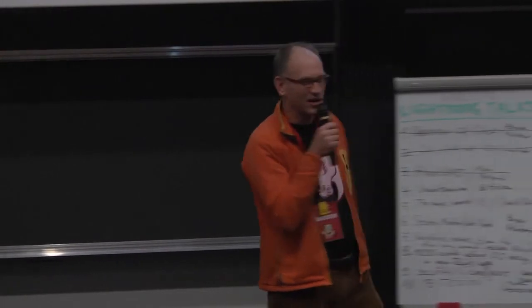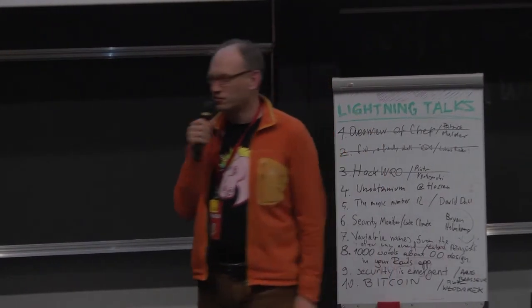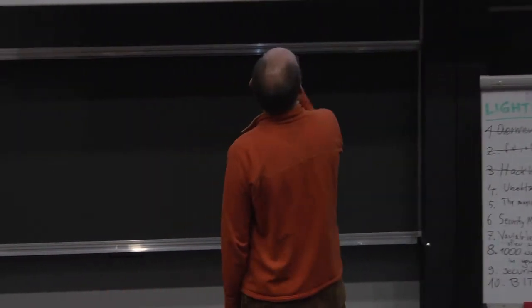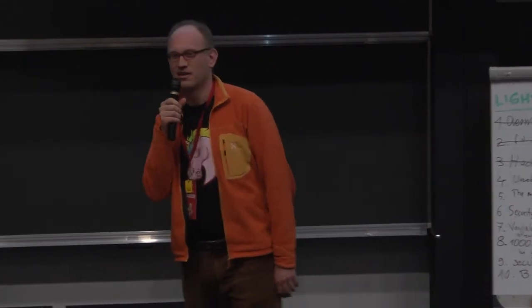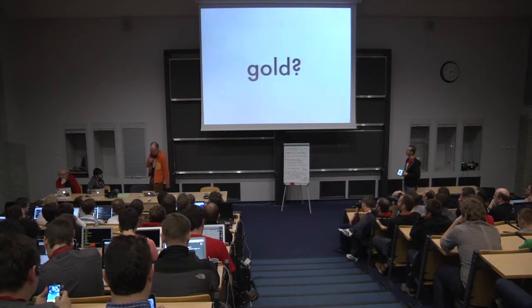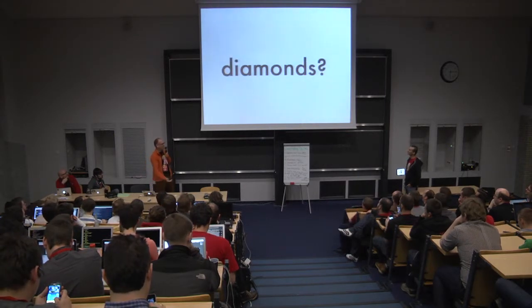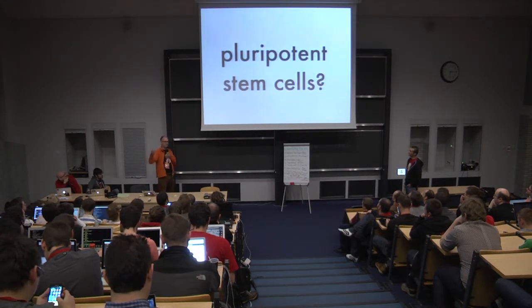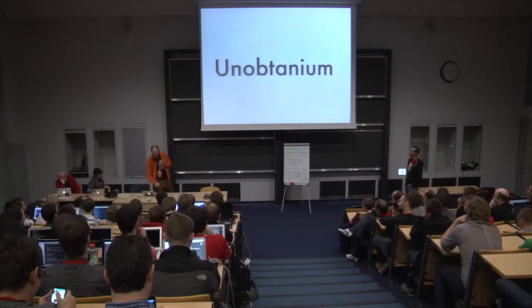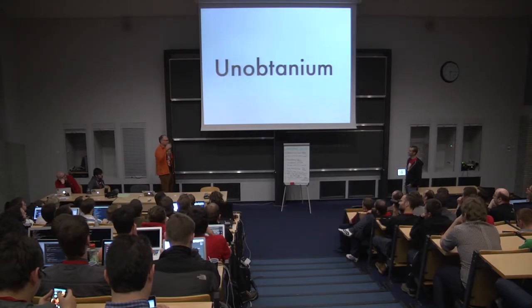Hi, so I'm Tim from Berlin, and I want to talk about the most valuable material in the world today. And so you wonder, what is this fantastic stuff? Is it gold? Or is it diamonds? Or is it something even more exotic, like stem cells, special stuff? No, it's something else. It is unobtainium.